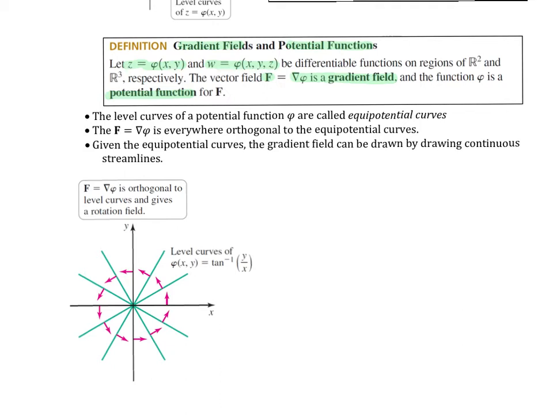So some vocabulary that might come up is level curves of a potential function. They're called equipotential curves. If you see this bold F, you can assume that it's the gradient, and you can assume it's everywhere orthogonal to every equipotential curve. If you're going to draw the gradient field and the equipotential curves or level curves, you could draw some streamlines.